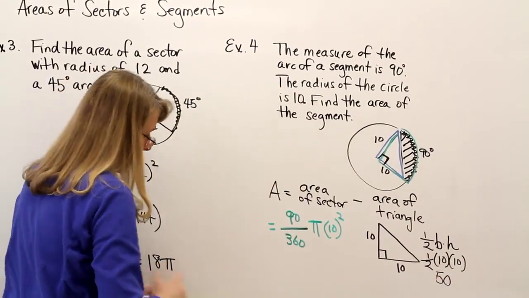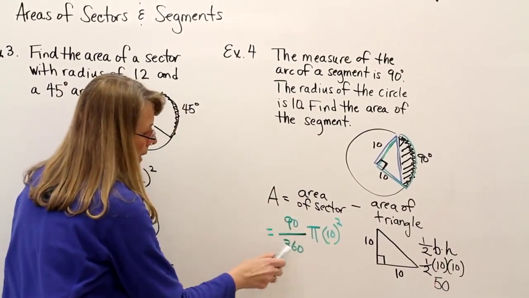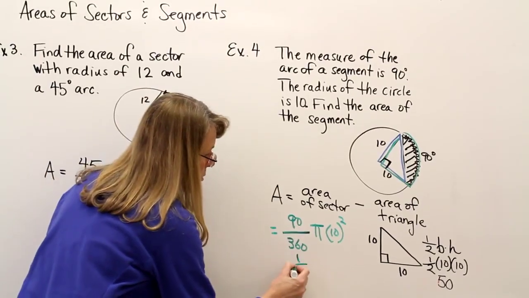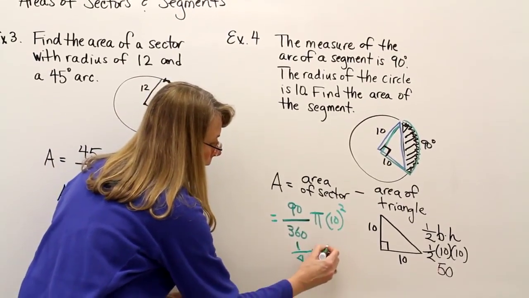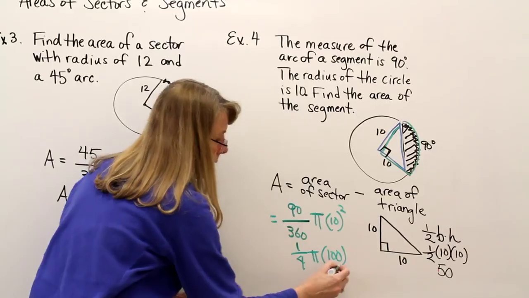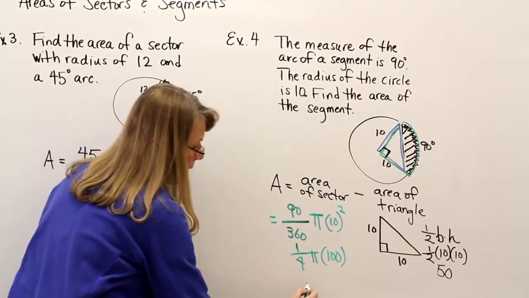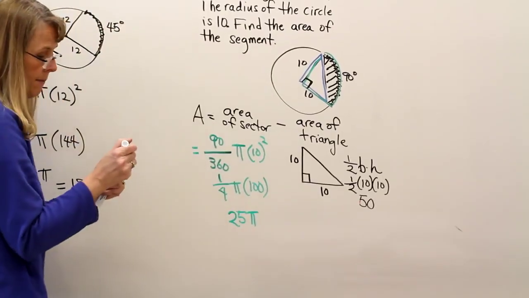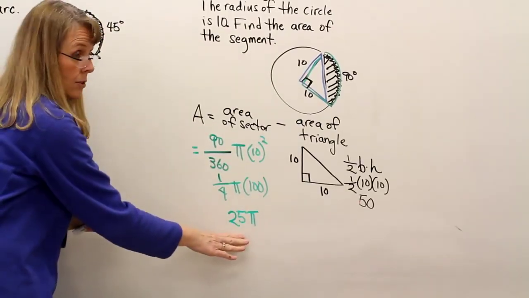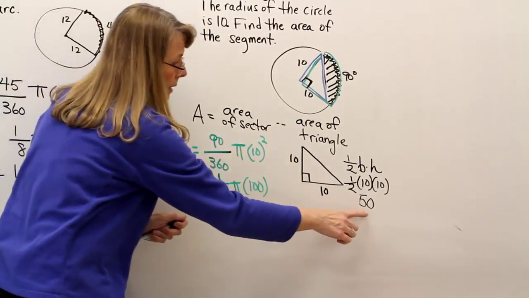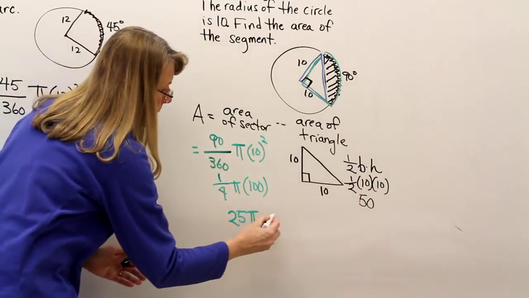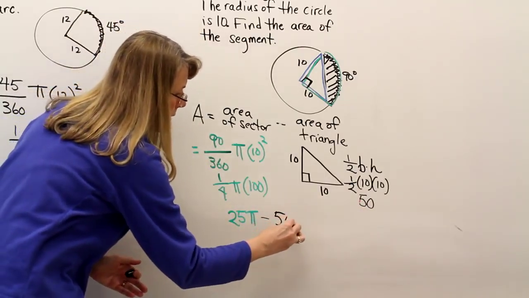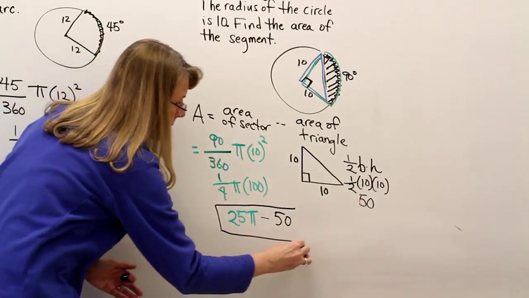So if I simplify here, 90 out of 360 is 1/4 pi times 100. 100 divided by 4 simplifies to 25 pi. That's my sector. And then I'm subtracting my triangle, which came out to be 50. This is how we would leave it in exact form.